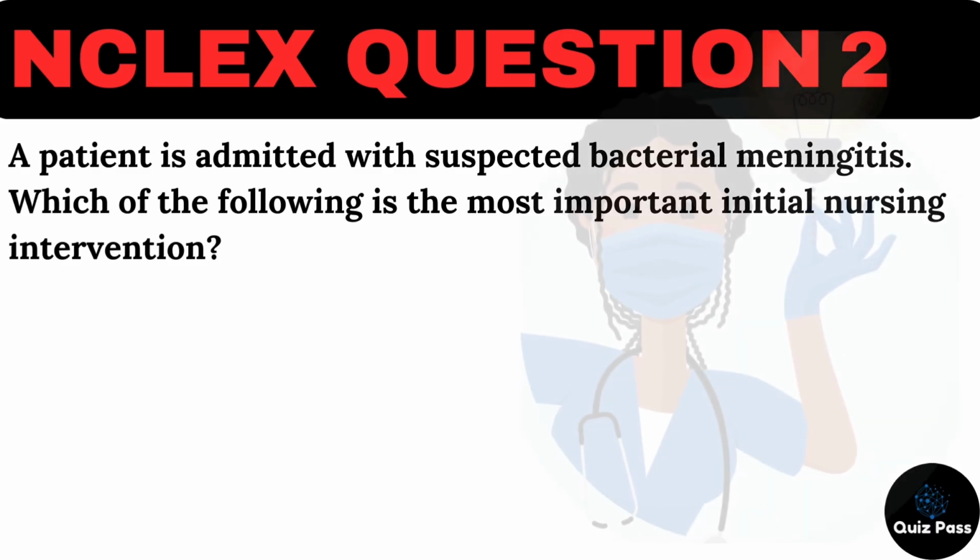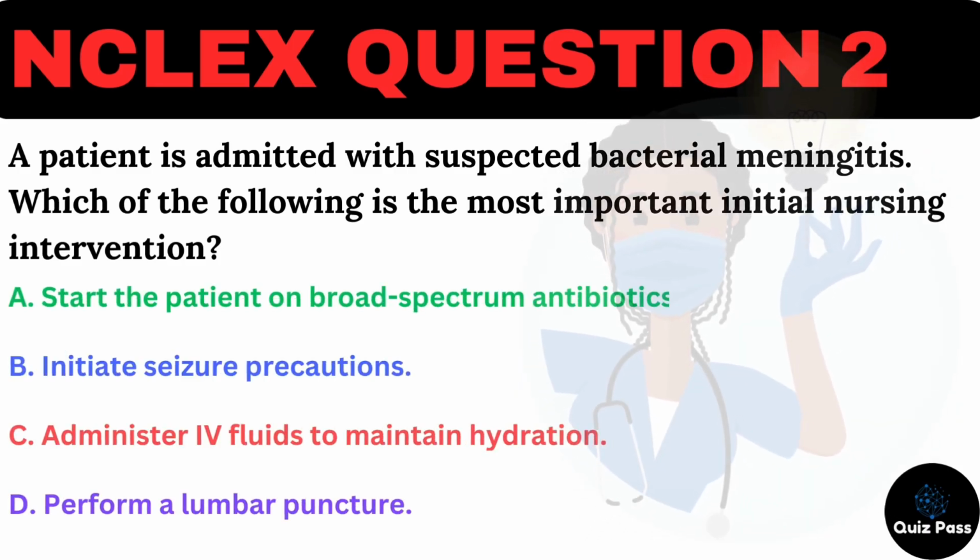A patient is admitted with suspected bacterial meningitis. Which of the following is the most important initial nursing intervention? A. Start the patient on broad-spectrum antibiotics. B. Initiate seizure precautions. C. Administer IV fluids to maintain hydration. D. Perform a lumbar puncture.